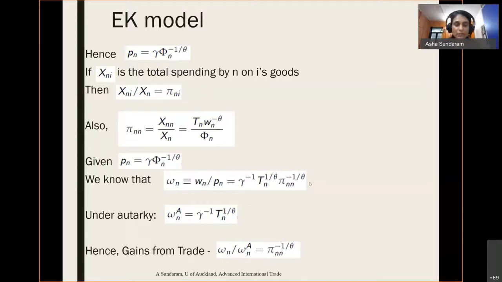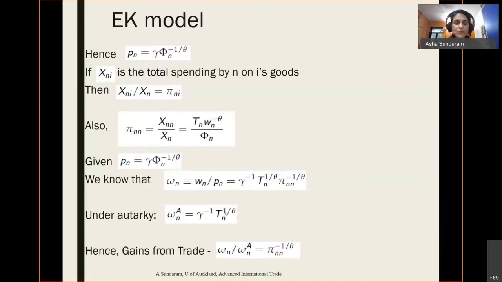Now I'm going to look at what happens to the real wage under autarky. When there's no trade and it's an autarky situation, what happens to omega n, the real wage in India? In that case, pi nn is just going to be 1, because in autarky the entire spending in India is on its domestic goods, as there is no international trade. So that drops out, and what I'm left with is just gamma inverse Tn to the power 1 over theta.